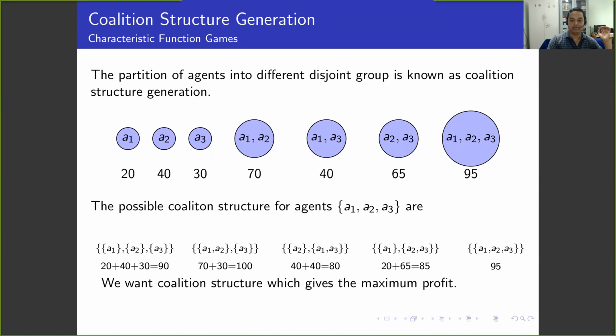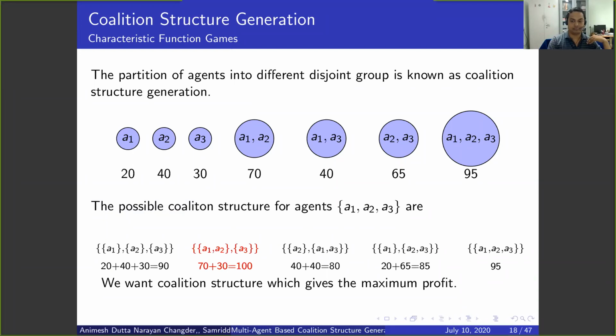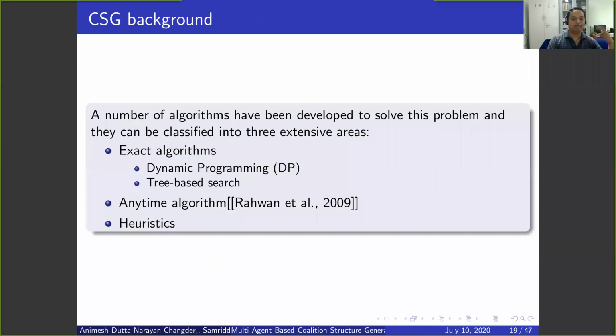Okay. So we want the coalition structure which gives maximum profit. That means we want the answer to whether I should collaborate with you or not. There are mainly three types of algorithms for coalition structure generation. One is the exact algorithm, the second is the anytime algorithm, and the third is the heuristic algorithm.